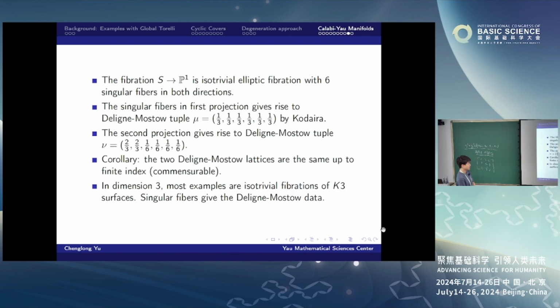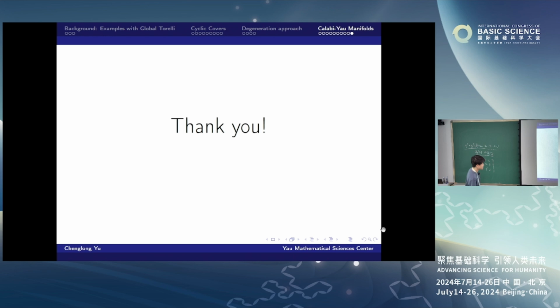And in this case, we have a byproduct: a commensurability result for Deligne-Mostow lattices. In fact, using this similar idea, we obtain the classification of Deligne-Mostow lattices up to commensurabilities. So in dimension 3, most of the examples are isotrivial fibrations of K3 surfaces, of rigid K3 surfaces. And this also gives us Deligne-Mostow data. All right, so that's all my talk. Thank you again for listening, and thanks for the invitation.